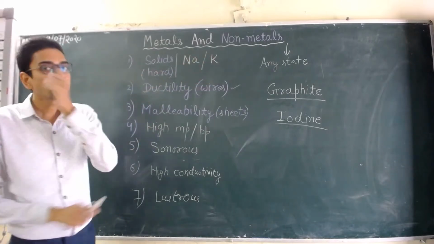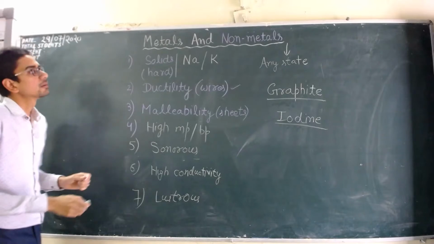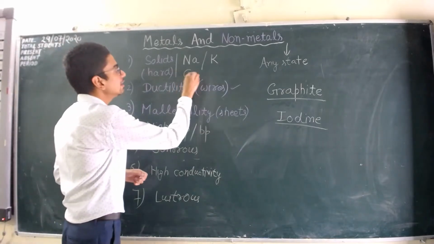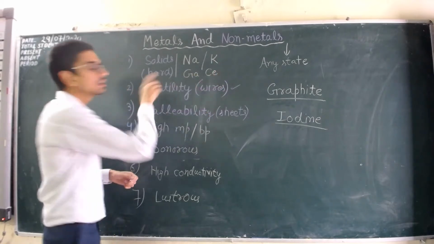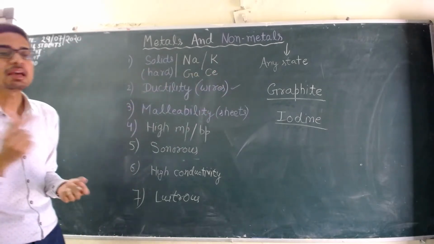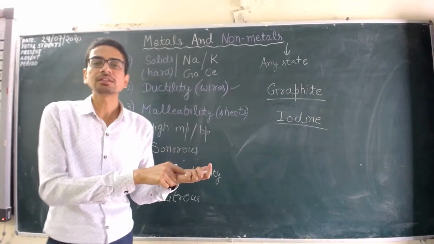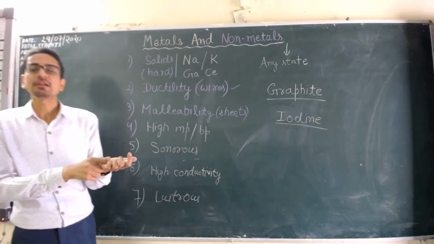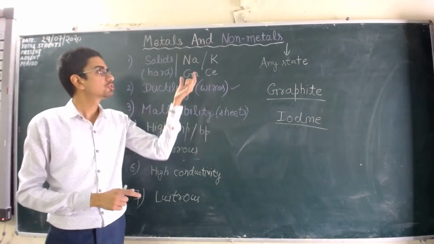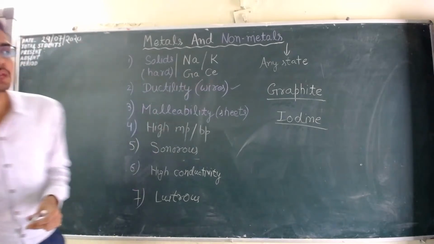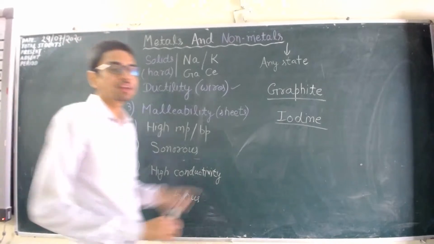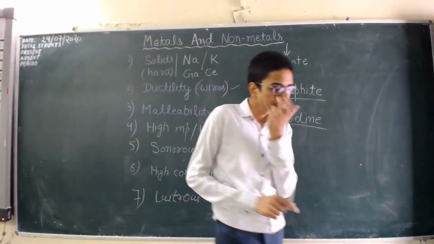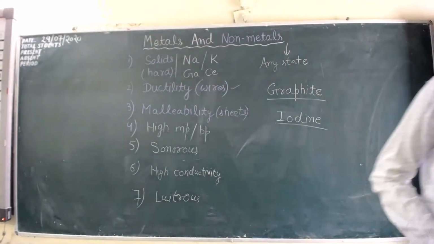Mercury is a liquid. There are also some metals like gallium and cesium. If you put gallium and cesium on your palm, they will melt, because they have a very low melting point. So these are the physical properties of metals. You can read all this from your books and notes. These are very simple.